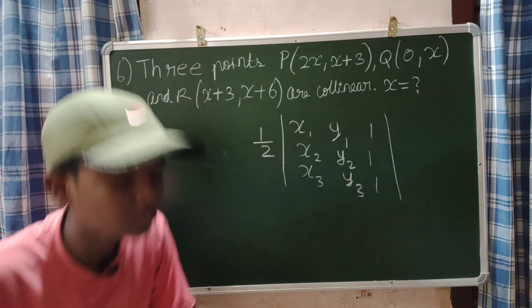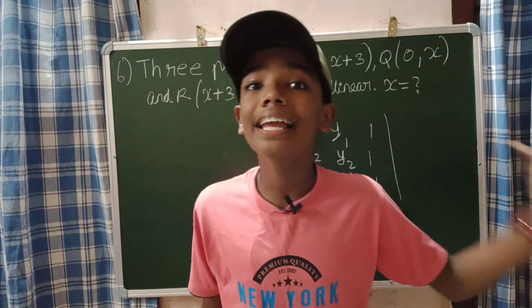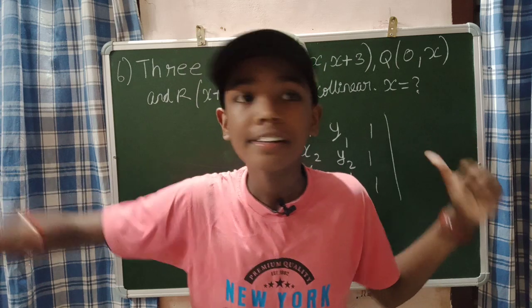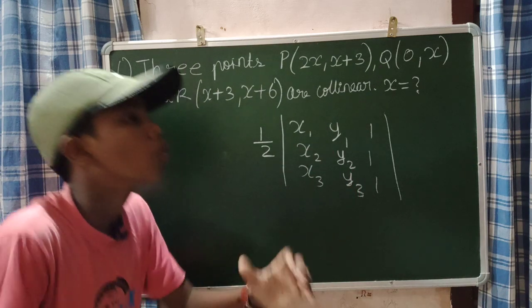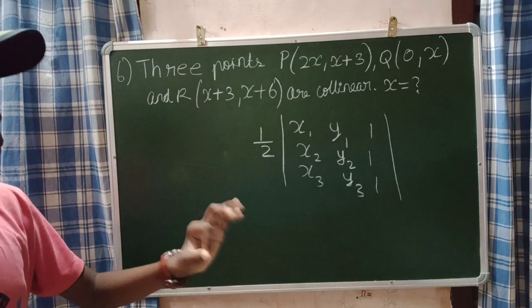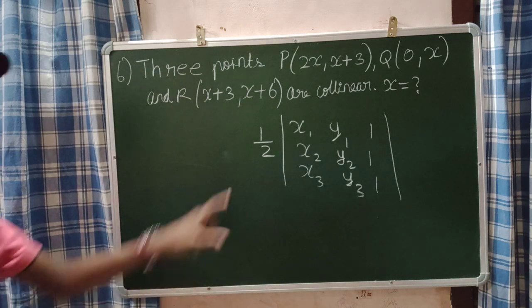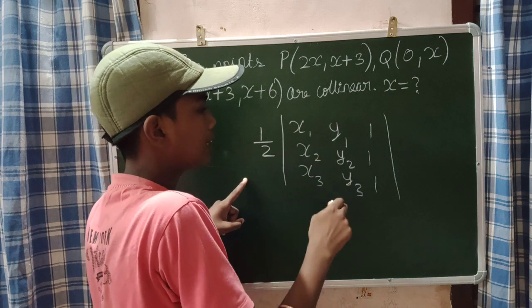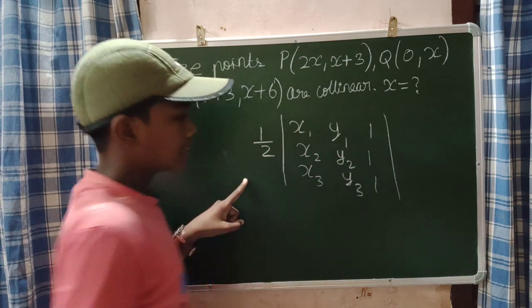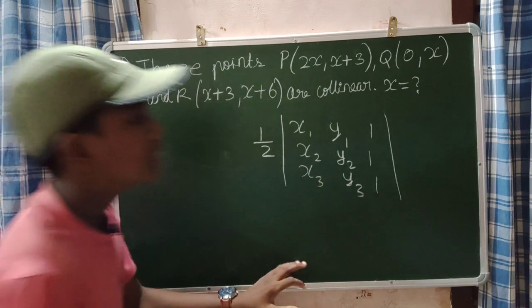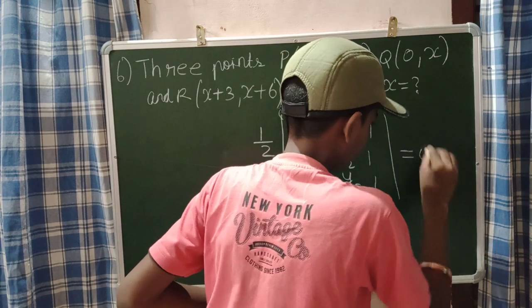Because 11th standard students in coordinate geometry have learned this formula in a different manner, where this determinant is opened. That is what I am doing now. So guys, half into determinant of x1, x2, x3, y1, y2, y3, 1, 1, 1. This is what I am having. And I said if 3 points are collinear, this area should be 0.